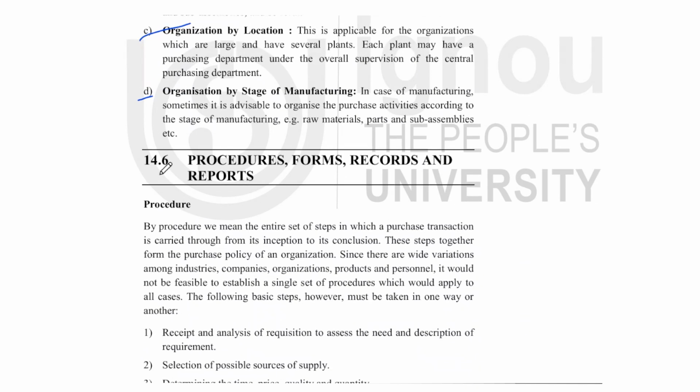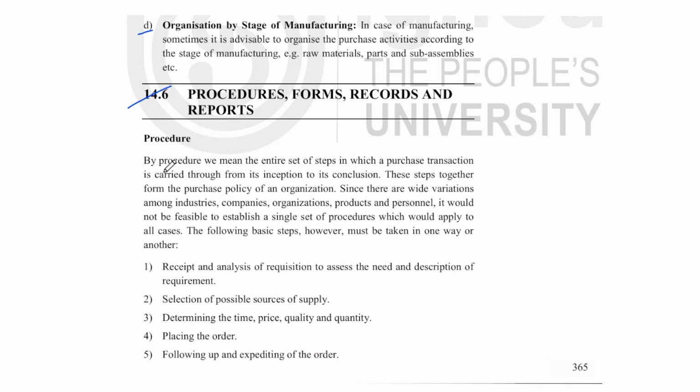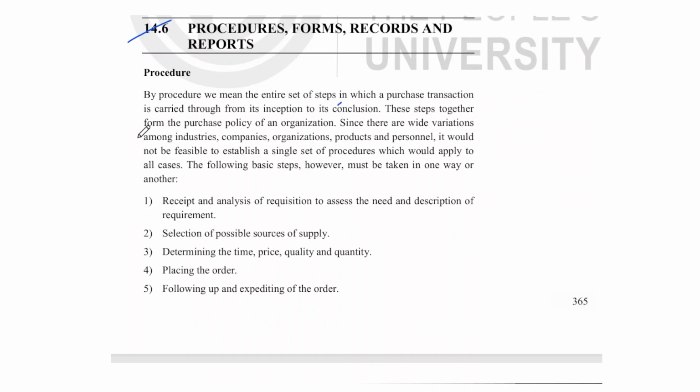And the next is procedure, forms, records, and reports. What is procedure? By procedure we mean the entire set of steps in which a purchase transaction is carried through from its inception to its conclusion. These steps together form the purchase policy of an organization. Since there are wide variations among industries, companies, organizations, products, and personnel, it would not be feasible to establish a single set of procedures which would apply to all cases.